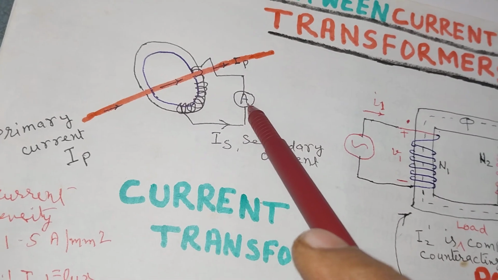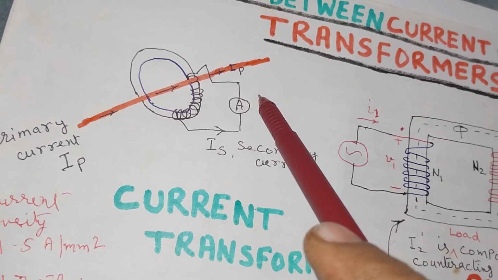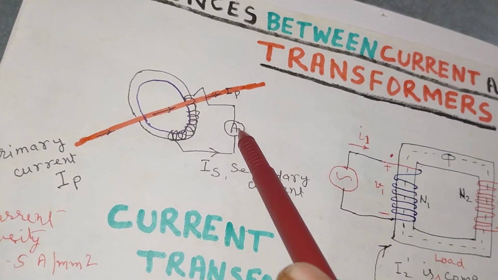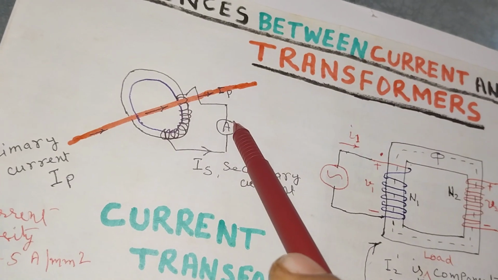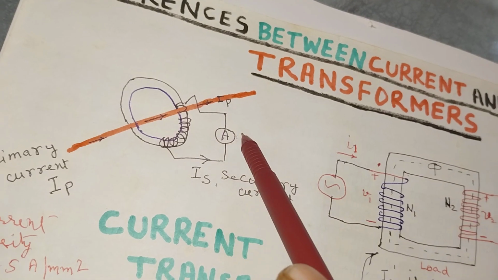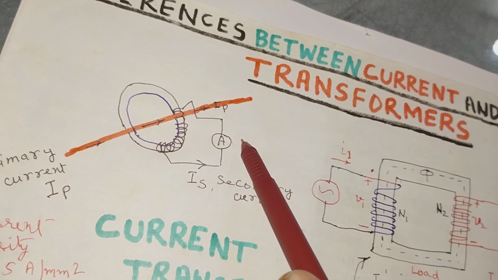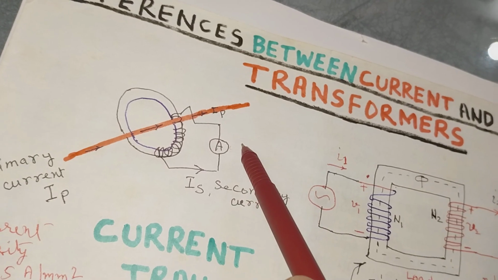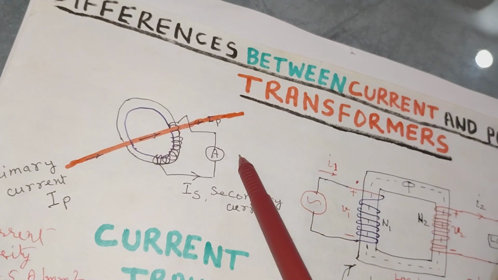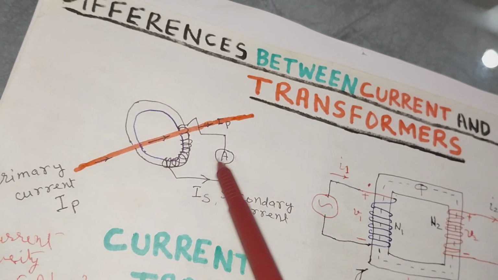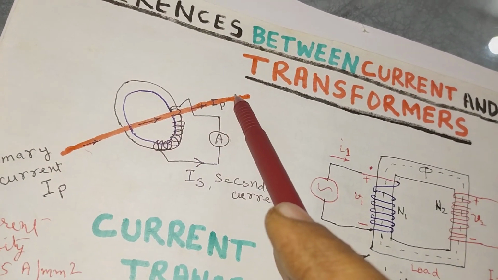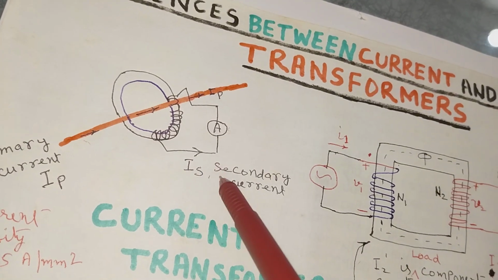This is measuring current. This is protecting the equipment through relays. If there is little accuracy, the ammeter or energy meters may read erroneous readings, and an erroneous current may pass through relays, resulting in malfunctioning of the relay. So accuracy is the prime factor. Here you can see a current IP flows through the primary, and this current IS is the secondary current.